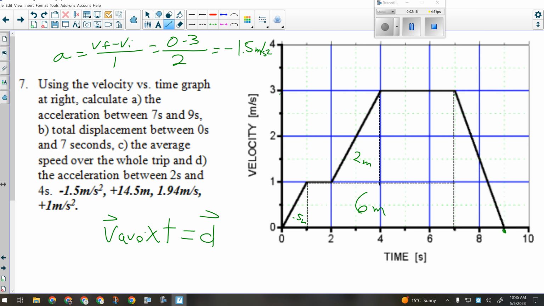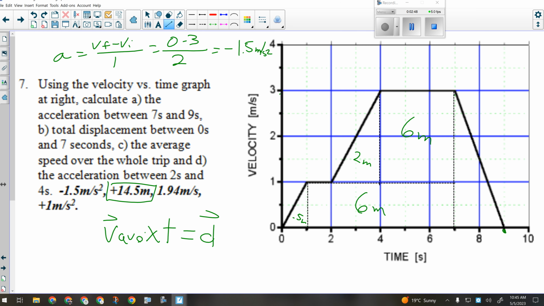And then we have this rectangle here, and it has a base of 1, 2, 3, and a height of 2, so it would also be 6 meters. So we should have 14.5 positive meters for our displacement there. If you have different shapes but the same answers, then you're good, because there's more than one way to draw those shapes. We could have drawn a rectangle that went all the way down instead of all the way across. As long as all the area is accounted for, it doesn't matter what shapes you pick.